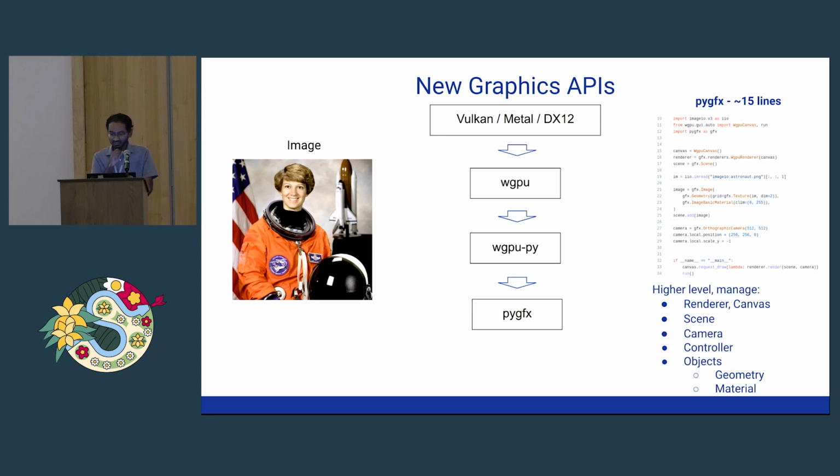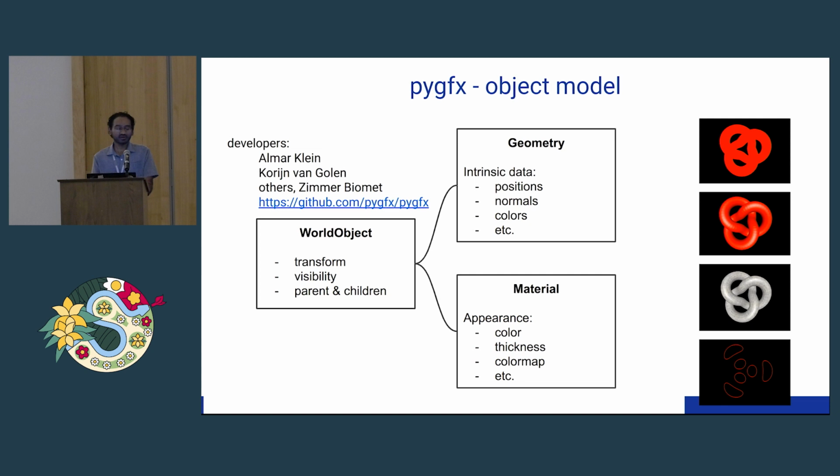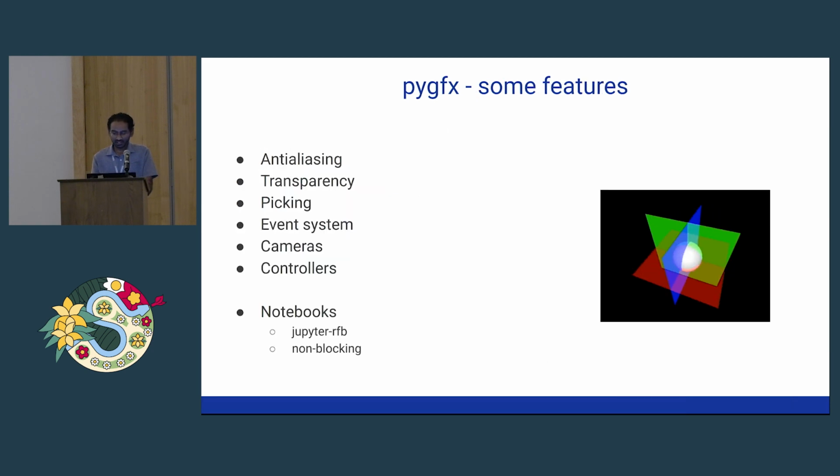And pygfx is a really nice rendering engine where you can define things like a renderer, a canvas, a scene, objects to put in the scene, a camera to view the scene, and controllers to control the camera. And pygfx has this really nice object model where you can define objects in terms of their geometry and materials. Geometries can be things like positions, meshes, or a grid, and materials define how those objects are supposed to look. So pygfx is currently in development by Elmar and a couple of other people at Zimmer Biomet.